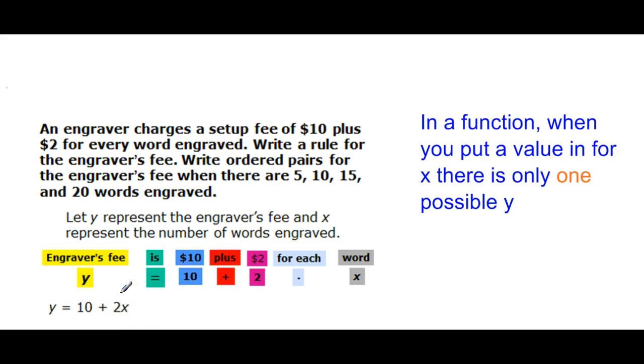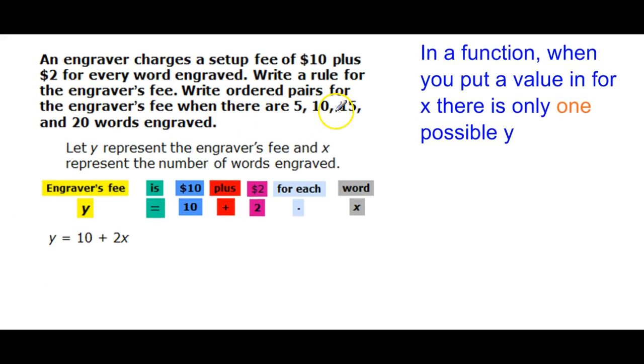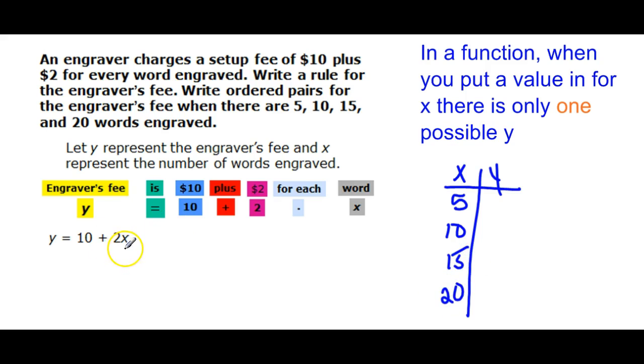Then what we're going to do is figure out a set of ordered pairs when there are 5, 10, 15, and 20 words engraved. We're going to do this with a T-chart. This is x, this is y: 5 words, 10 words, 15 words, and 20 words. So if I know that the x value is 5, I'm going to take that and put it right here. So 2 times 5 is 10. 10 plus 10 is 20. So when I put in a 5, I got a 20. When I put in a 10, 2 times 10 is 20. Plus 10 is 30.